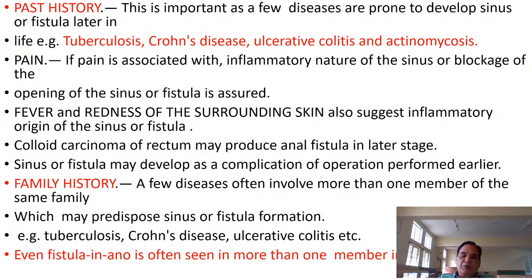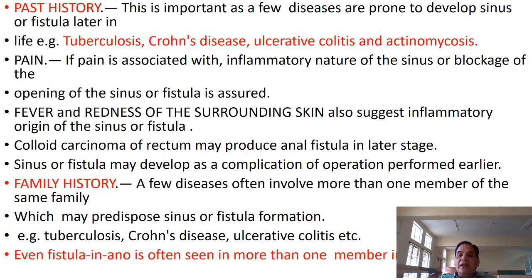Past history: ask the patient about tuberculosis, ulcerative colitis, Crohn's disease, because multiple fistulas are diagnostic of Crohn's disease. Ask the history of associated pain. Whenever pain occurs, the nature is inflammatory or there is a blockage of the whole tract. That blockage, accumulation of inflammatory material, also gives rise to pain. Fever and redness also suggest inflammation. Regarding the history the patient is giving, if the patient gives a history of carcinoma of the rectum, they may ultimately land in anal fistula.